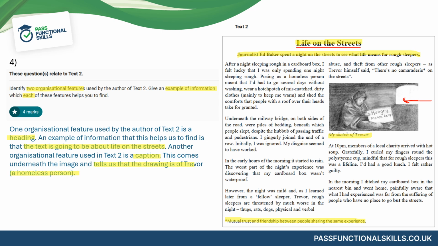So for this question, they're not asking you about the function of the organisational features. They're wanting you to use the organisational feature to pull information from the text. So what information does that organisational feature tell you?